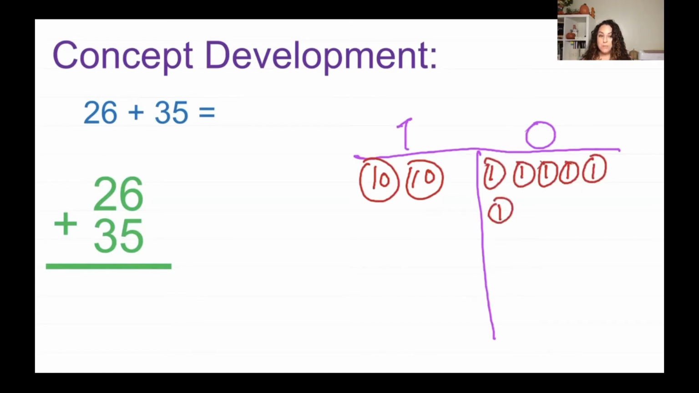Okay, I'm done with the first one. Now let's look at the second one. Now I have 35. So that's 3 tens.